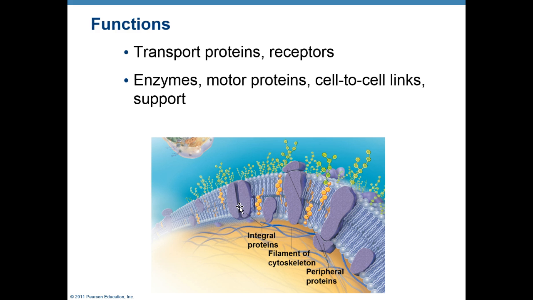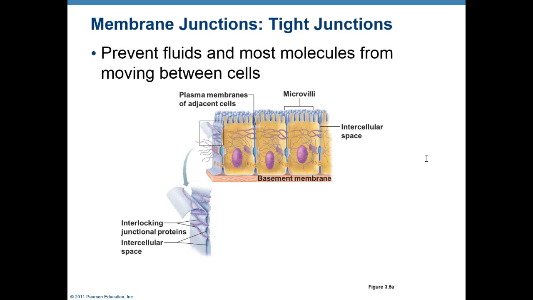They can act as receptors, which are sort of like the antennas on your car radio. They receive information from outside the cell and then transmit some sort of signal to the inside of the cell. They can also be enzymes, which we'll talk about later. Motor proteins just move things around, and we won't talk too much about that. The cell-to-cell links we will talk about. So proteins, membrane proteins, form different kinds of junctions, which perform different functions for the cells and the body.